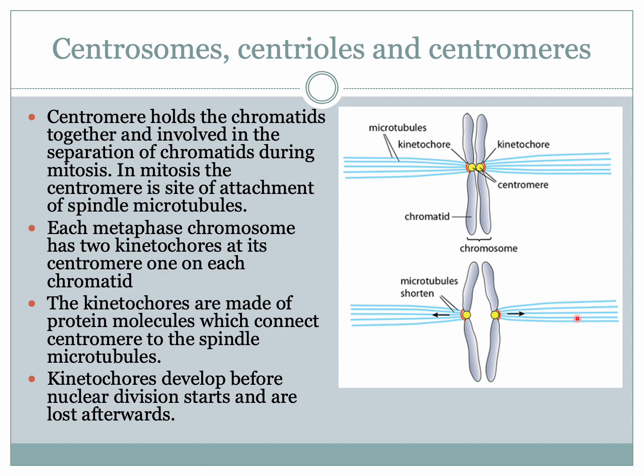Each metaphase chromosome has 2 kinetochores at the centromere, 1 on each chromatid, which you can see in the diagram. The kinetochores are made of protein molecules which connect the centromere to the spindle microtubules. Kinetochores develop before nuclear division starts and are lost afterwards.